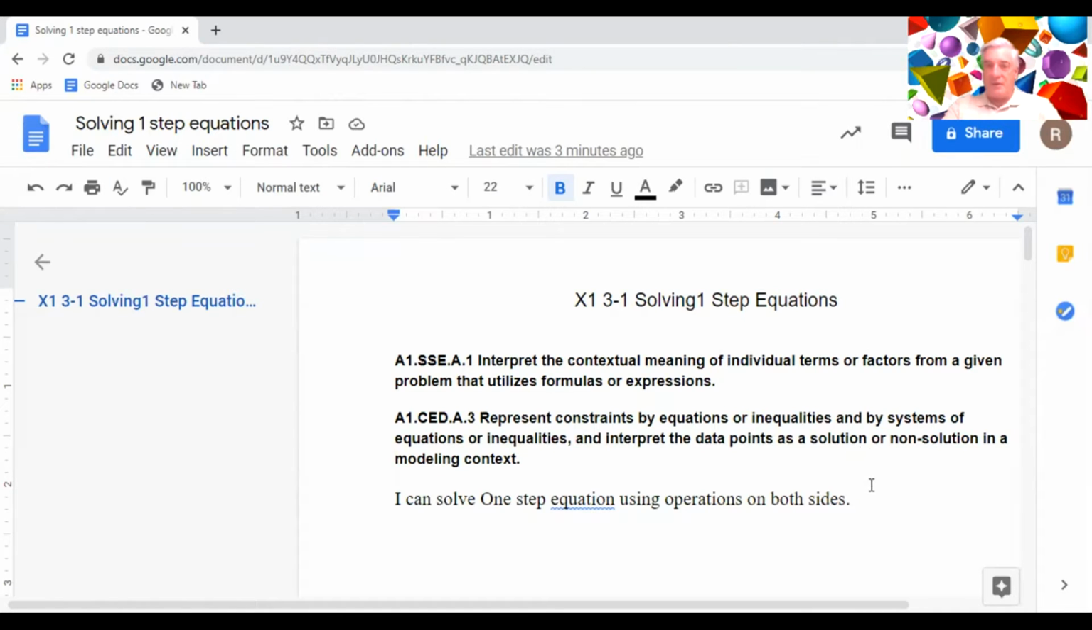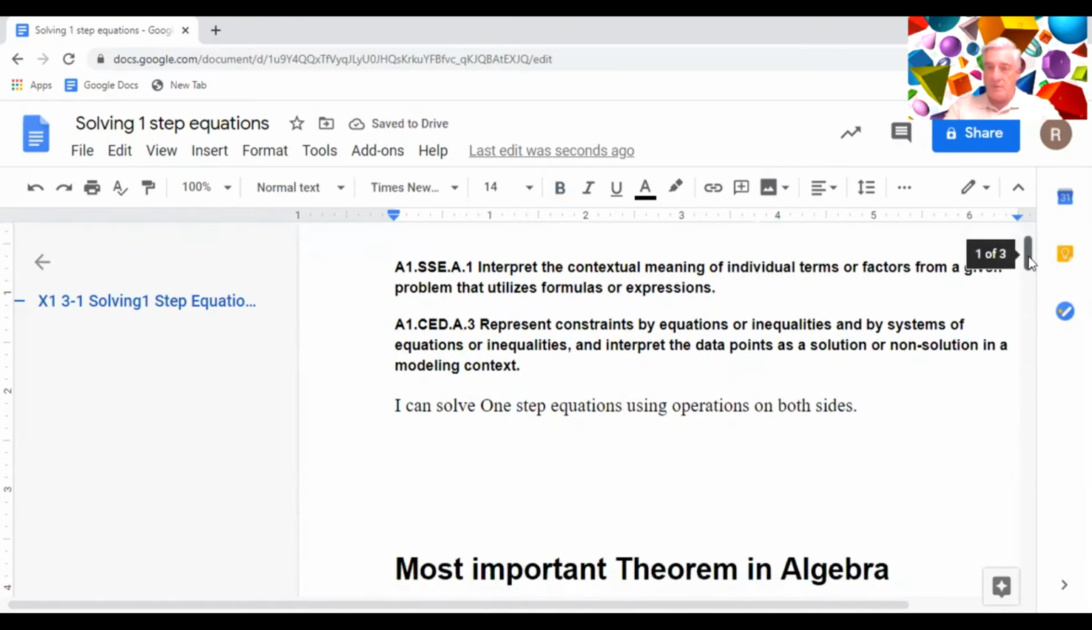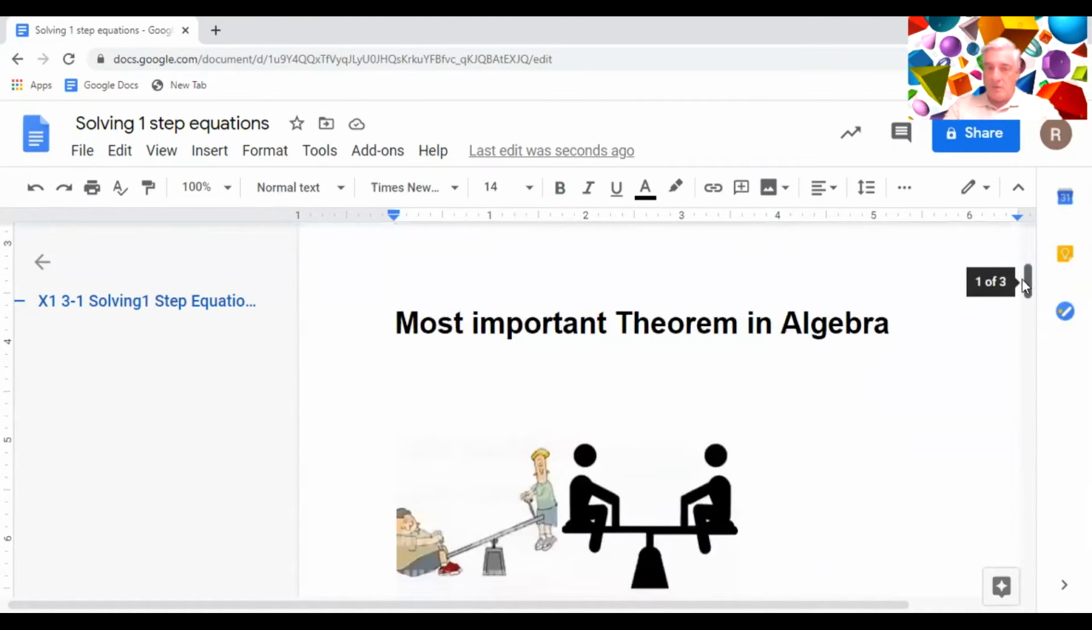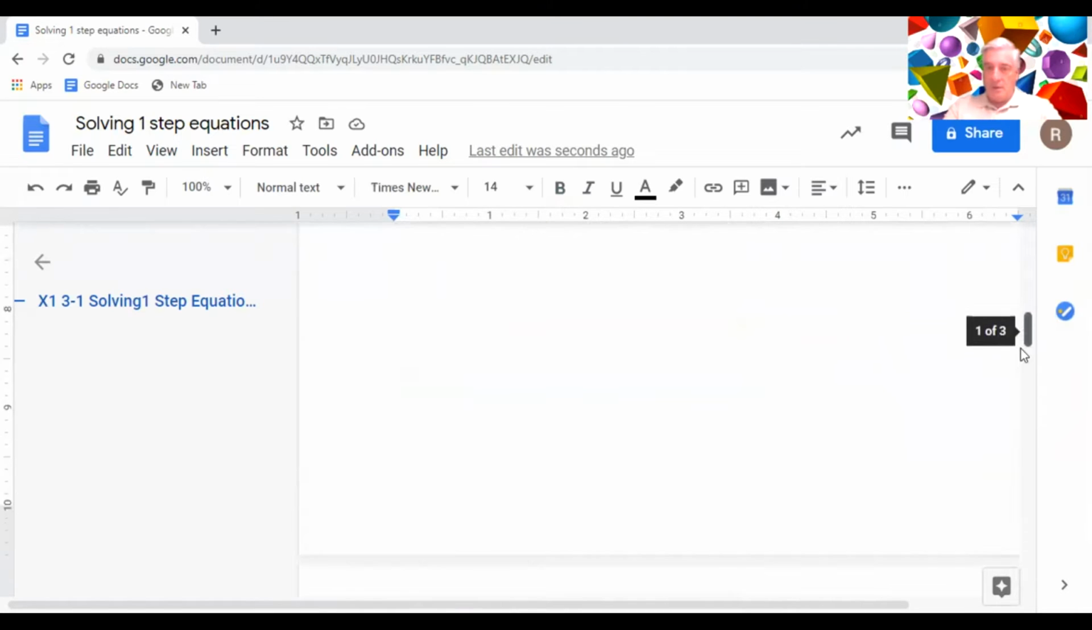I've been running about 3 minutes. I haven't seen an equation on, but today I can solve one-step equations using operations on both sides.